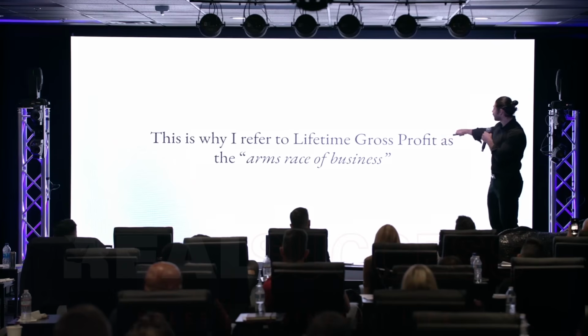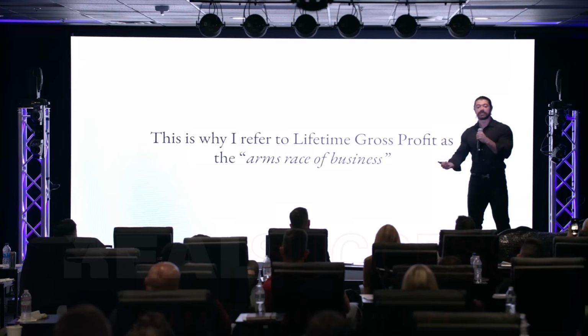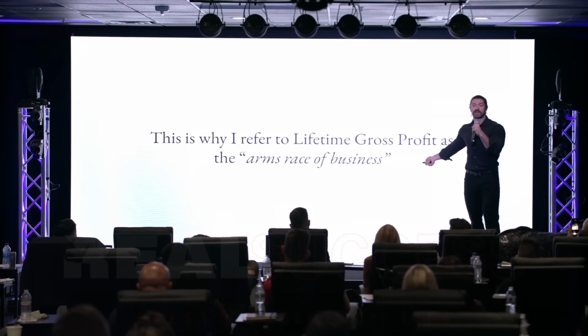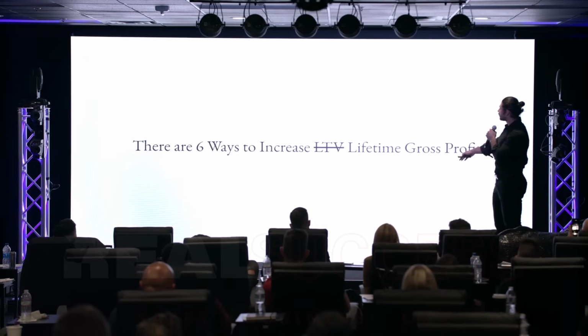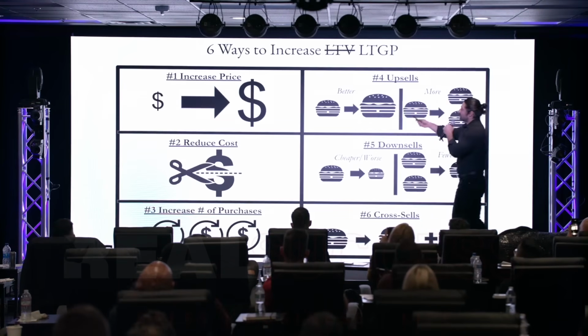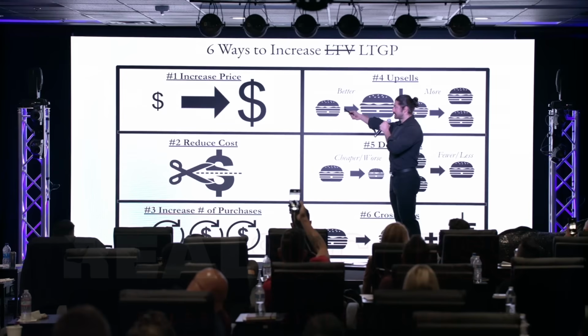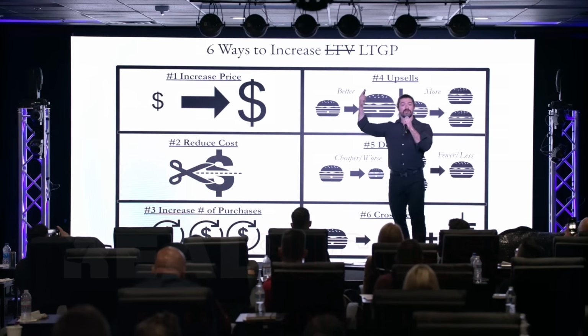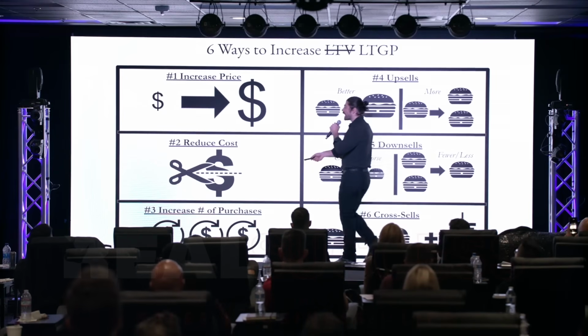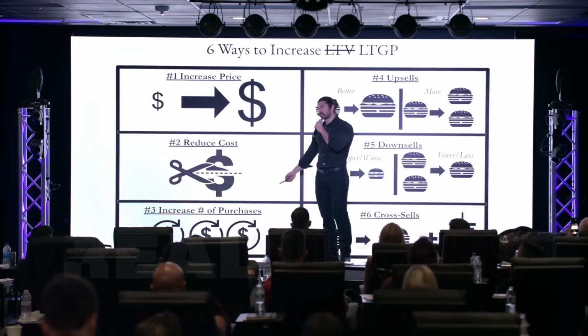And that's why I refer to lifetime gross profit as the arms race of business. If you have this, you have the biggest stick. So here are the 6 ways that I increase lifetime gross profit. Number 1, you can increase the price, which we did in our little Genie example. That's just one of them. The second one is you can reduce the actual cost of fulfillment, and I'll show you some of the ways that we look at.